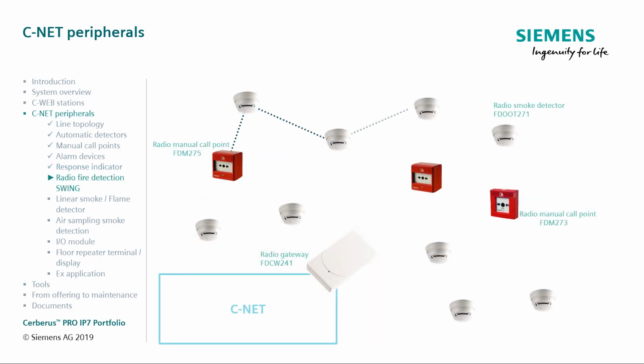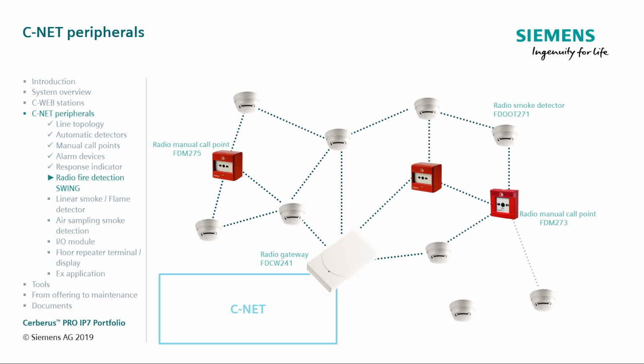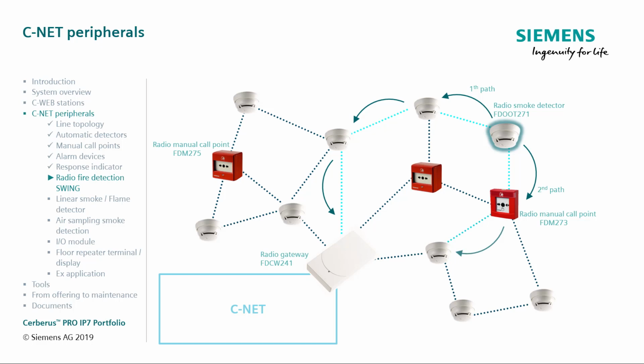Here, we can see that radio gateways can be connected to radio smoke detectors and manual call points. The swing range combines highly reliable mesh technology for safe wireless transmission with unique ASA technology that ensures high detection reliability. Each device has two independent communication paths to the gateway. The mesh technology allows signals to be transmitted distances up to 60 meters.